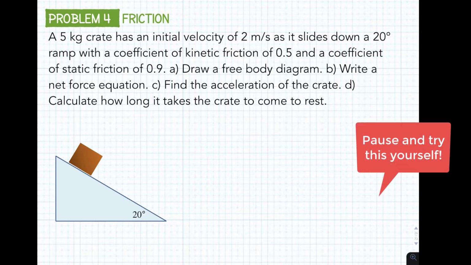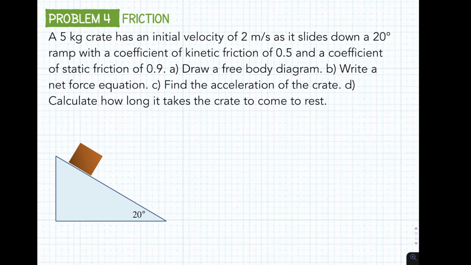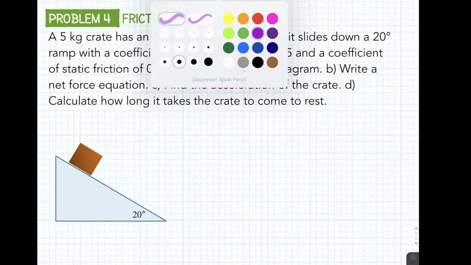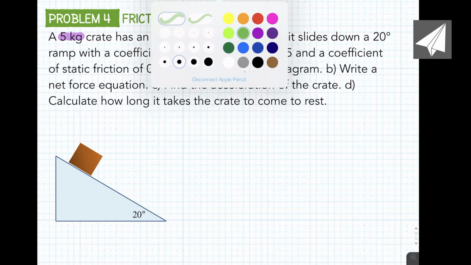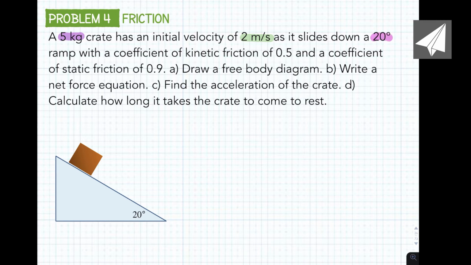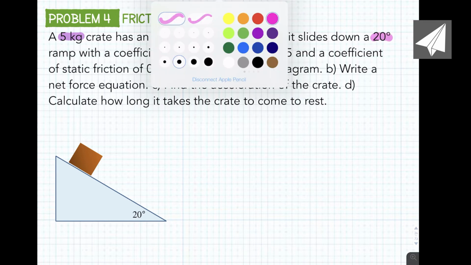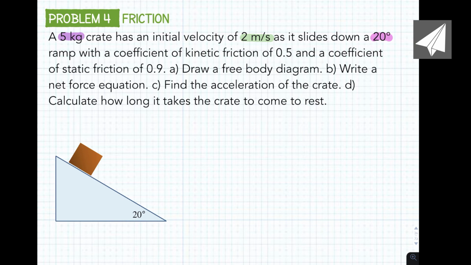Okay, so here we're going to add some kinematics back into this. We have a 5 kilogram crate, so let's just go through and get our numbers. I'll make that purple. 5 kilogram crate. It has an initial velocity of 2 meters per second as it slides down. Let's make that pink, a 20-degree angle ramp with a coefficient of kinetic friction of 0.5 and a coefficient of static friction of 0.9. So part A, we're going to draw a free body diagram. Part B, we're going to write the net force equation. Part C, we're going to find the acceleration of the crate.